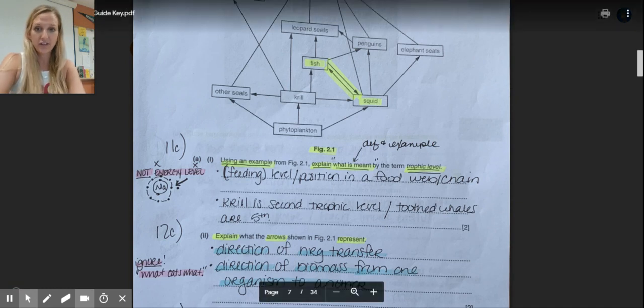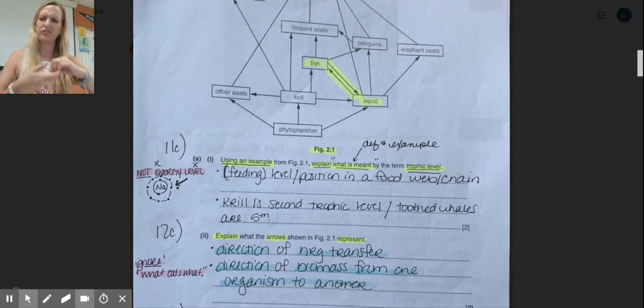It tells you your feeding position. So it's a feeding position or a position in a food chain or a food web. Your level in the food chain or food web. The word troph literally means feeder. So like an autotroph is a self-feeder. A heterotroph has to feed on something different from itself. And then the second mark: krill is in the second trophic level, or you could say toothed whales are in the 5th or anything, but you need to say their trophic level. That was 11.